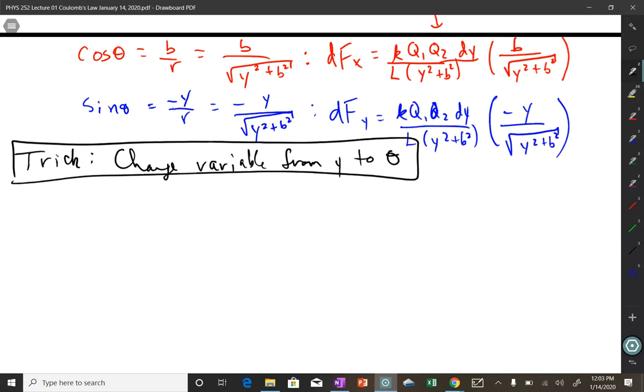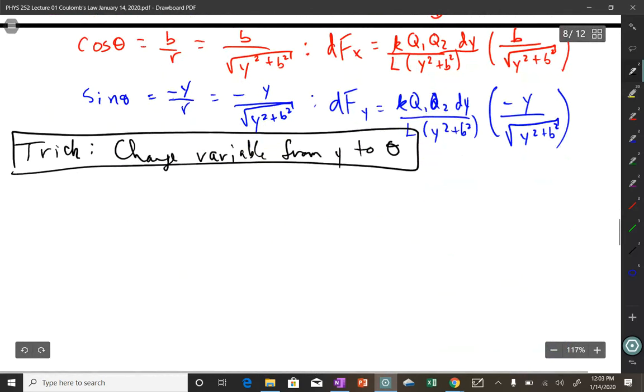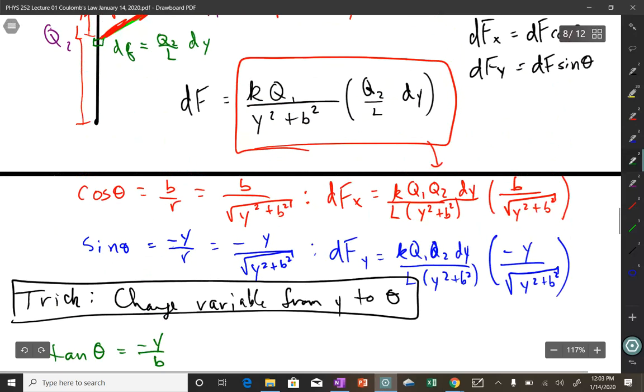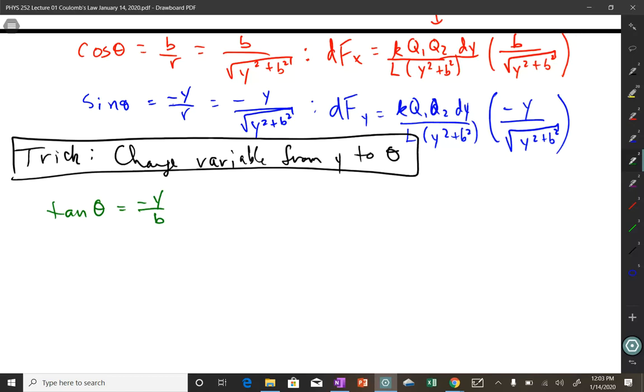So I'm going to go back to the simpler forms that we have on this page, but I'm going to make some conversions. So notice I did cosine theta is b over r and sine theta is minus y over r. I'm also going to do tangent theta, which is negative y over b. Right, opposite over adjacent, negative y over b. Now, taking that tangent theta equation, notice this relates theta directly with y.